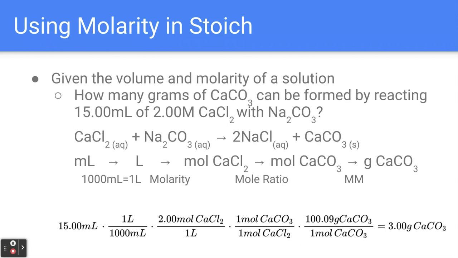So how many grams of calcium carbonate can be formed by reacting 15 milliliters of 2 molar calcium chloride with sodium carbonate? So here we're going to start with milliliters and go into liters. Then we're going to go into moles of calcium chloride, and then moles of calcium carbonate. And then lastly, grams of calcium carbonate. So I start with my 15 milliliters. I get it out of milliliters into liters, out of liters into moles, and then we do the mole-to-mole ratio. Then we do the molar mass. So we end up making 3 grams of calcium carbonate.